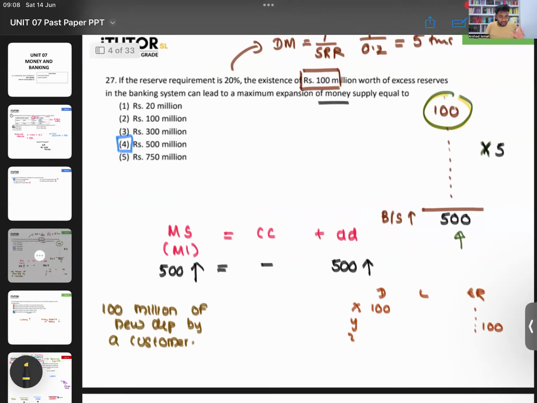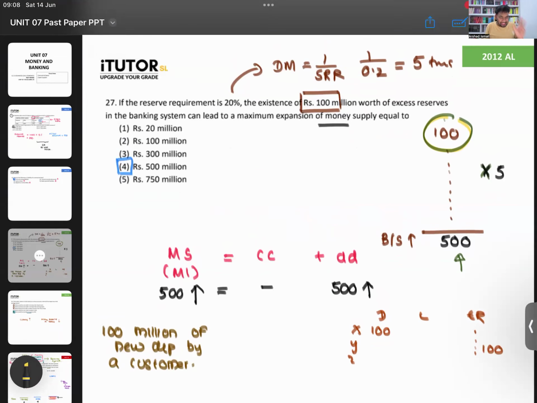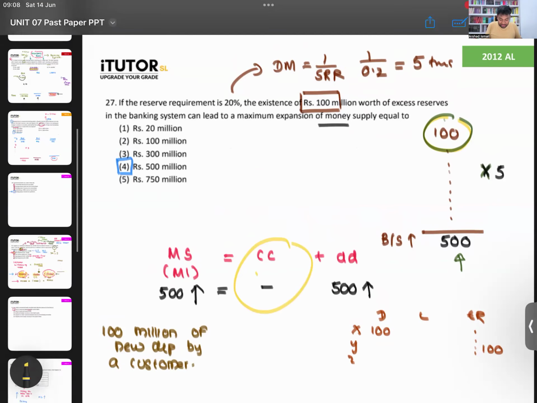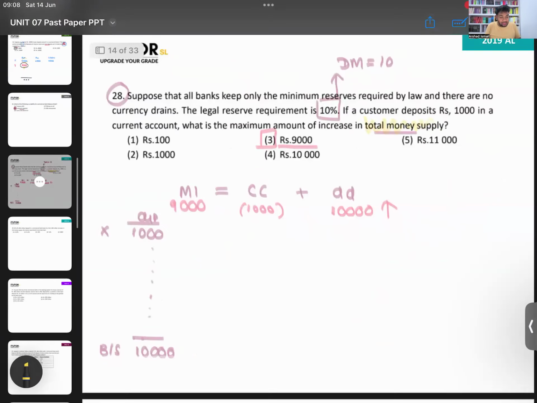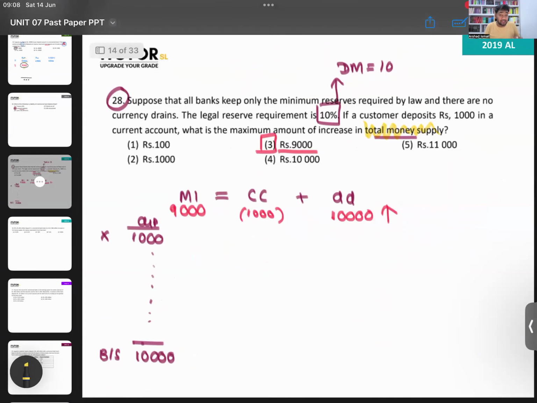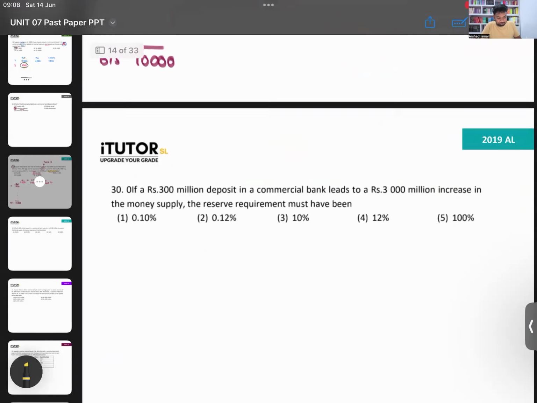This one, right? Here, there was an existing excess reserve. There, my currency held by public never changed because the customer never deposited or withdrew. Therefore, the money supply change and the demand deposit change were the same. But in the question that we just did, it's not the same. The customer is depositing money, so currency held by public comes down. So be careful there. So the answer is number 3, 9,000. Then I go to the next one.